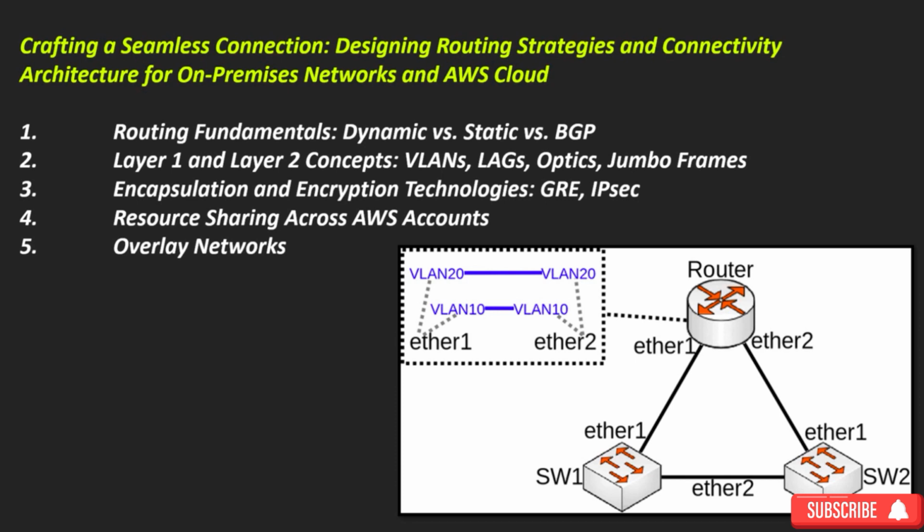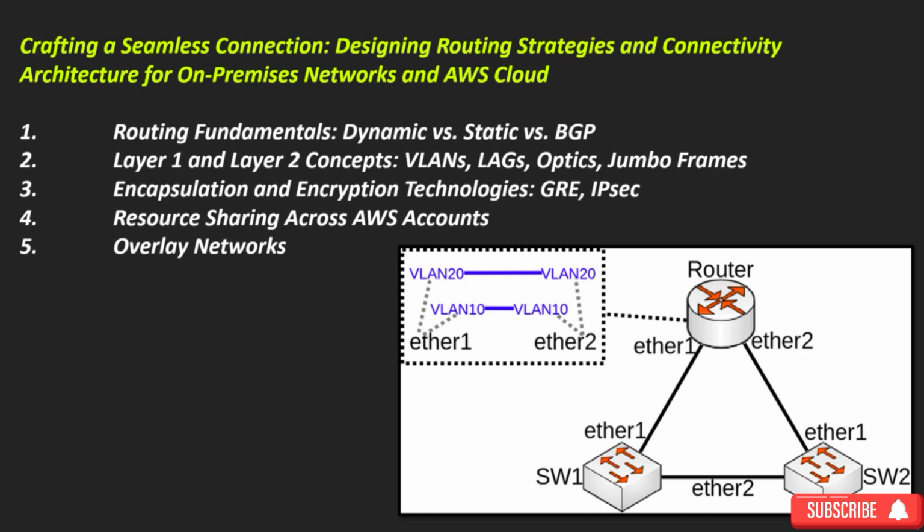Understand? The fourth point will be resource sharing across AWS accounts. In a multi-account AWS environment, resource sharing becomes a critical consideration. Implementing the right strategy for sharing resources across accounts involves defining appropriate IAM, that is Identity and Access Management, policies, enabling secure cross-account access here. So this ensures that resources are utilized efficiently while maintaining a strong security posture.